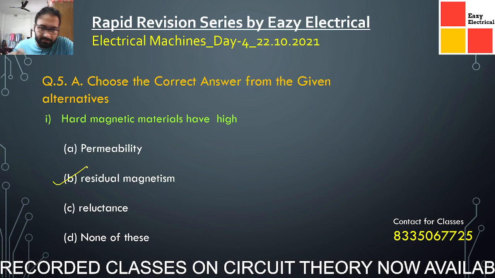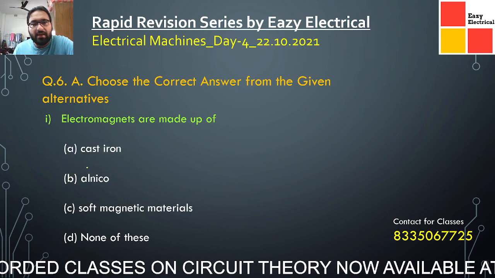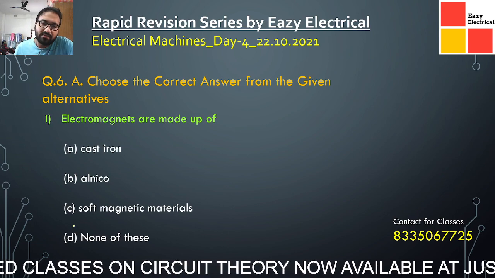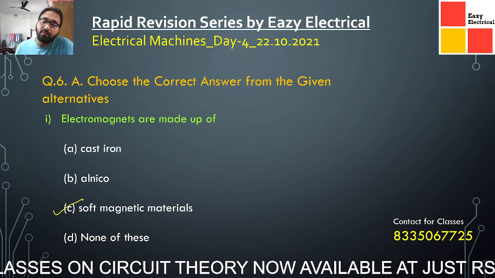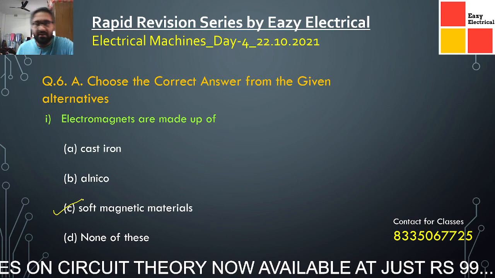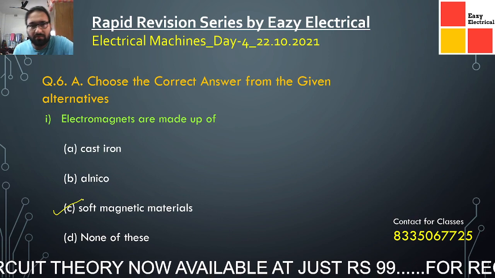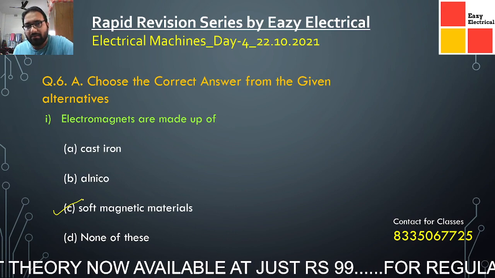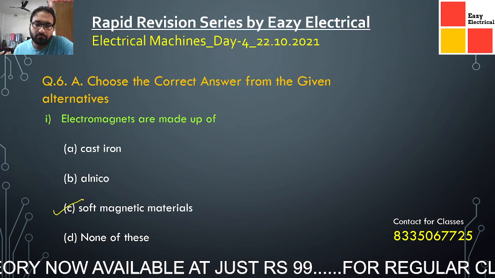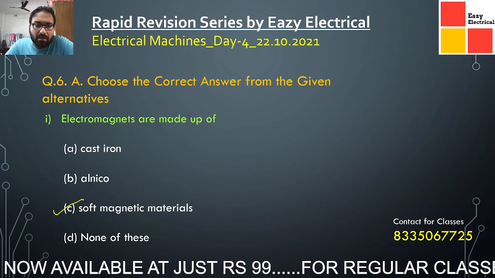Now, electromagnets are made up of soft magnetic materials, because we need materials that can be easily magnetized. By applying smaller amounts of current, we require materials that can be easily converted into magnets.